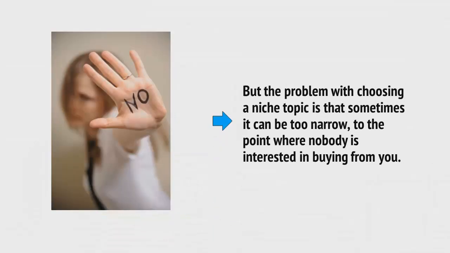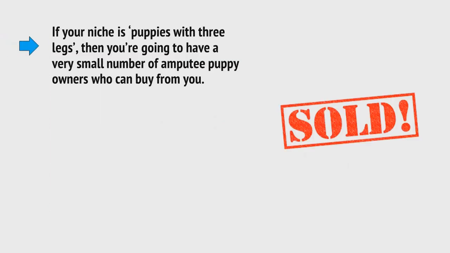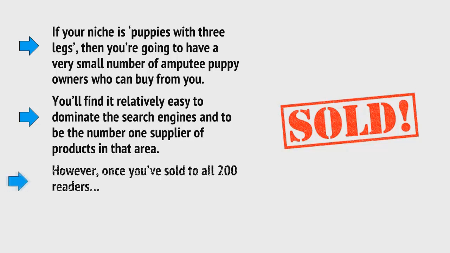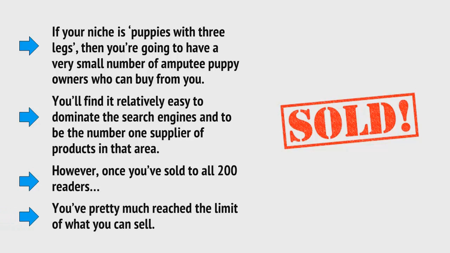But the problem with choosing a niche topic is that sometimes it can be too narrow, to the point where no one is interested in buying from you. If your niche is puppies with 3 legs, then you're going to have a very small number of amputee puppy owners who can buy from you. You'll find it relatively easier to dominate the search engines and to be the number one supplier of products in that area. However, once you've sold to all 200 readers, well, you've pretty much reached the limit of what you can sell.